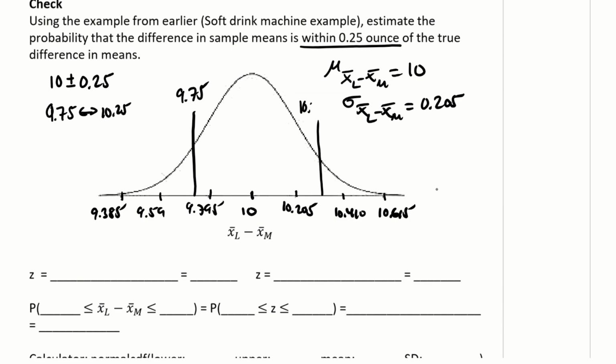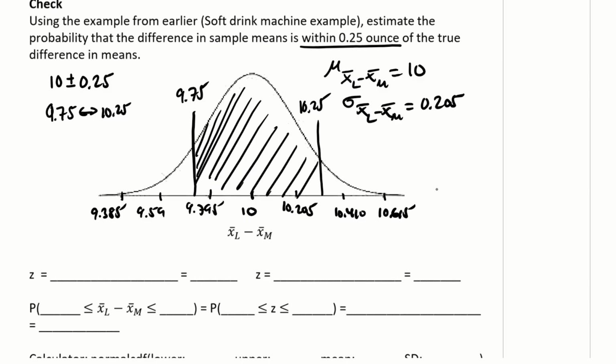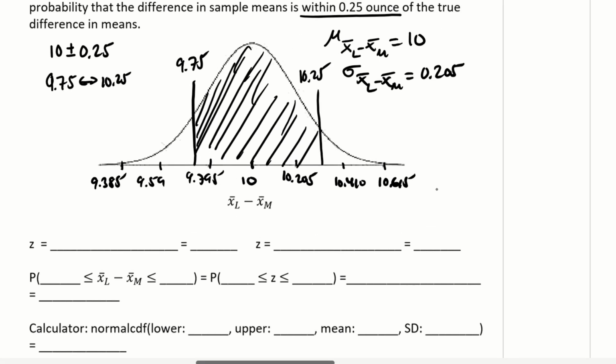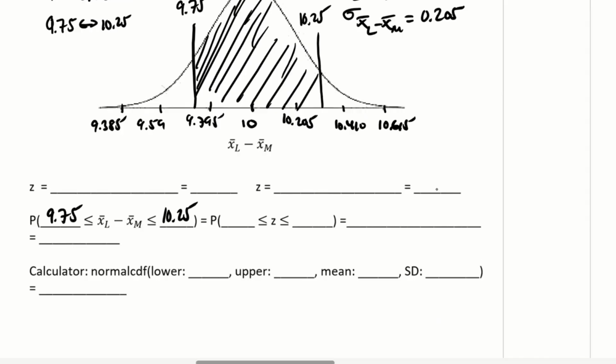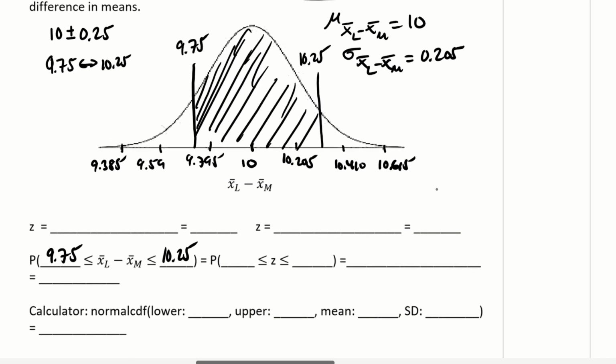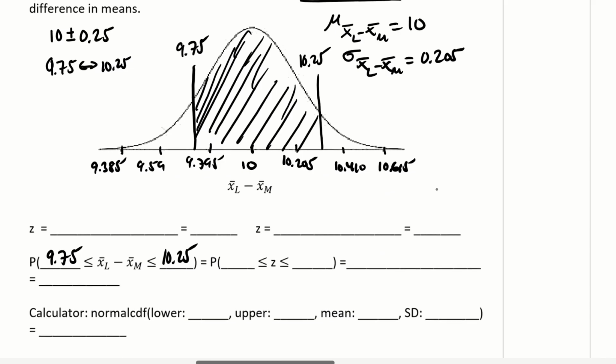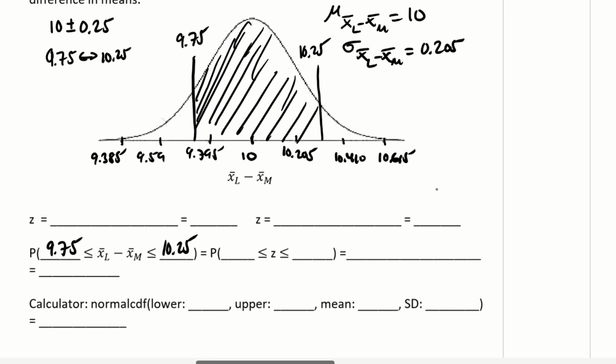So we want the difference to be within, and within means between. Again, we want this to be between 9.75 and 10.25. So we're going to need to calculate two z-scores. The first z-score is going to be the value 9.75 minus the mean of 10 over the standard deviation of 0.205. And the second z-score is the value 10.25 minus the mean of 10 over the standard deviation of 0.205.